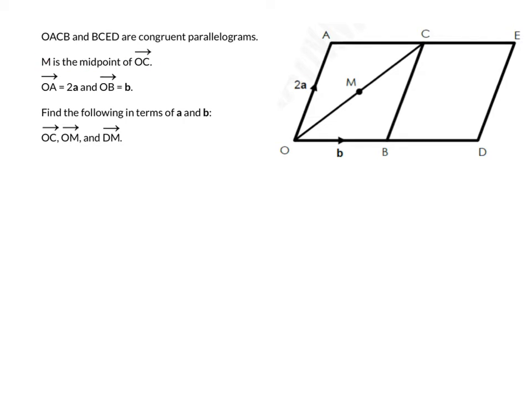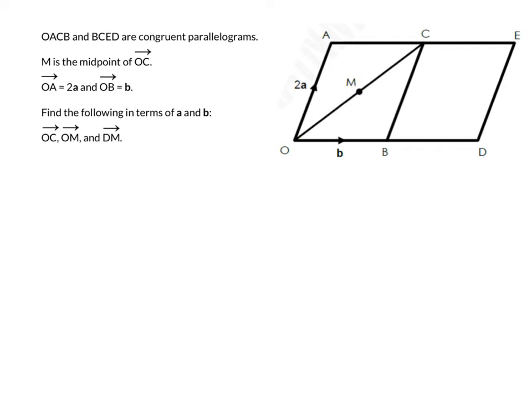M is the midpoint of OC. OA has been called 2A, and OB has been called B. Find the following in terms of A and B: OC, OM, and DM.